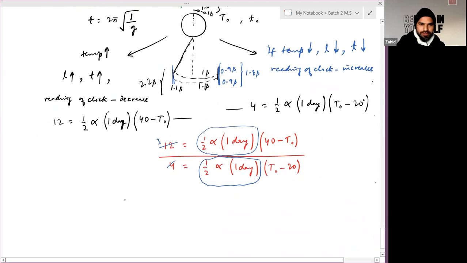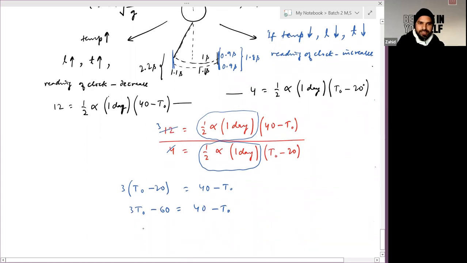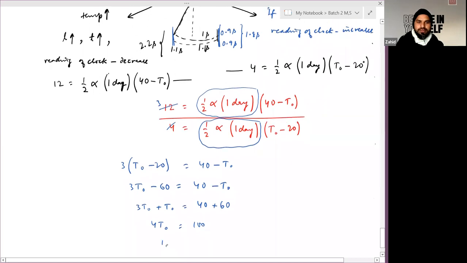Now on cross multiplication, you'll get 3 times (T minus 20) equals 40 minus T naught. So 3 times T naught minus 60 equals 40 minus T naught. Move T naught to one side and the constant part to the other side. So you'll get 3 T naught plus T naught equals 40 plus 60. So this will become 4 T naught equals 100. So from this, T naught will be 25 degrees Celsius.